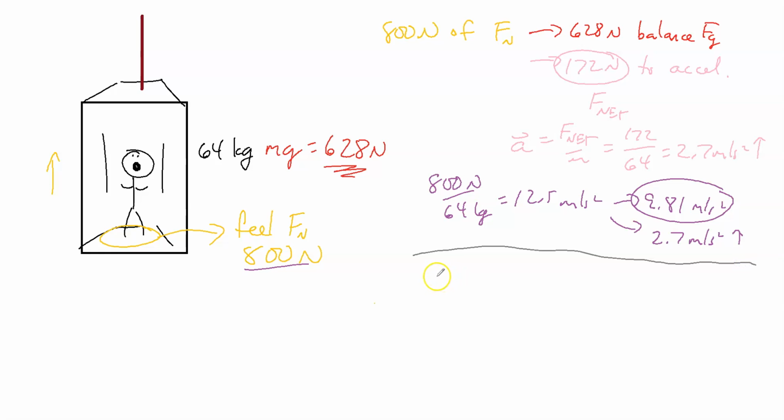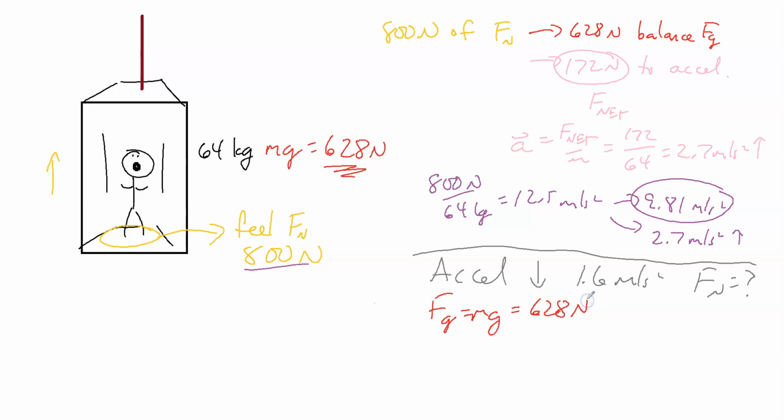What if we just adjust this a little bit, okay? And we said that he's accelerating downwards at 1.6 meters per second squared. So what would the Fn be now? Okay, well, let's just start with basic forces. Now, there's a couple ways you can do this again. It doesn't matter. But the force of gravity, my mg, is 628. So that force doesn't change. But I've got the acceleration.